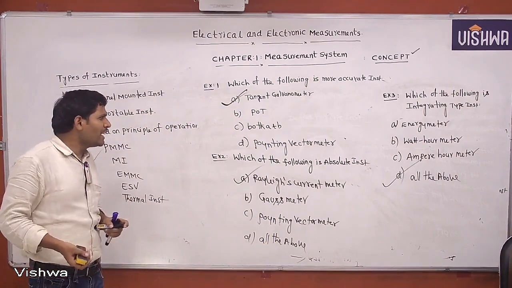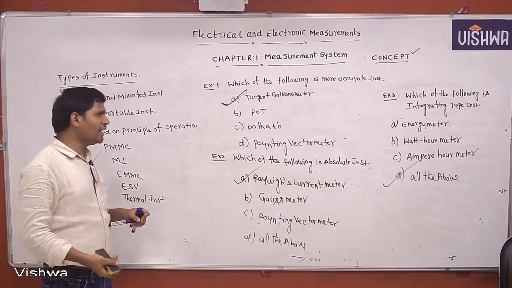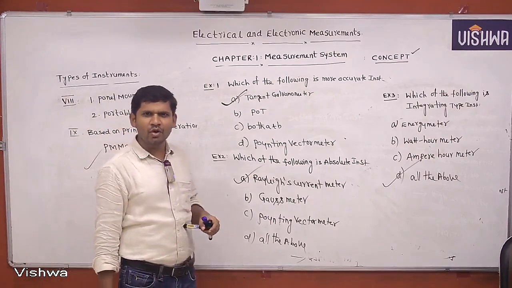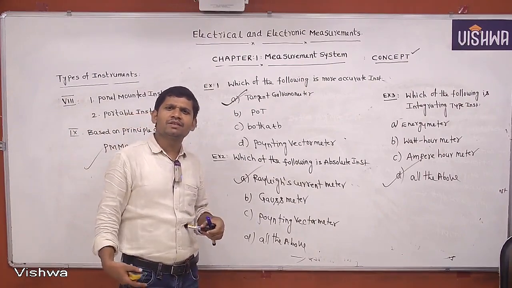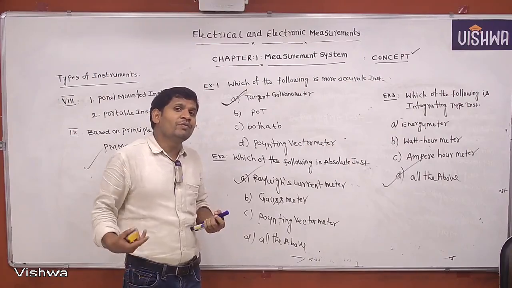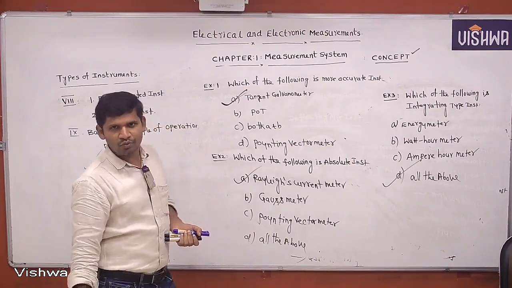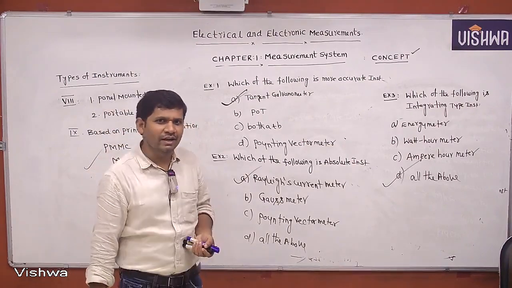A question may be expected like this: which of the following instruments are not preferable under dynamic condition? Then your answer is mechanical instrument. Which of the following instruments is more preferable under dynamic and transient conditions? Electronic instruments are more preferable under dynamic and transient conditions.